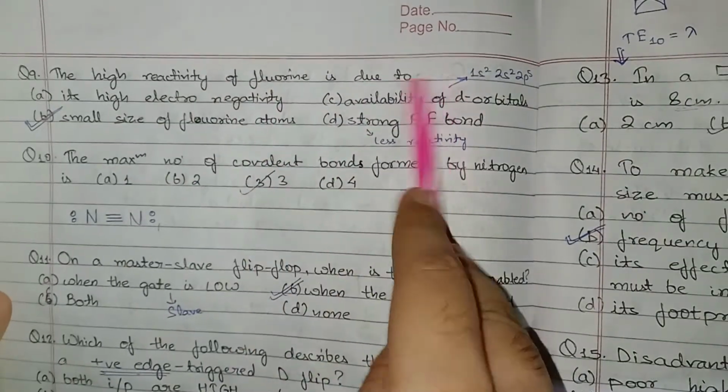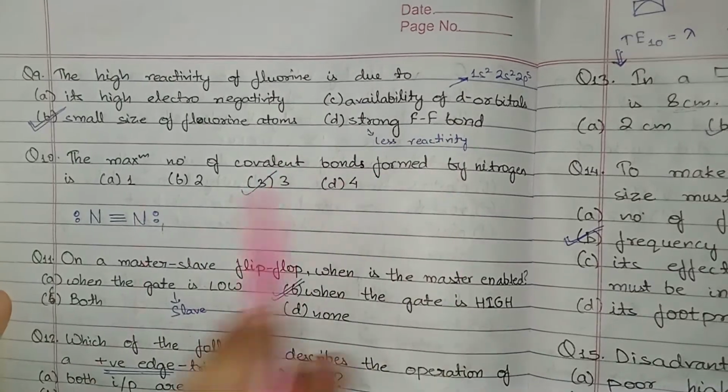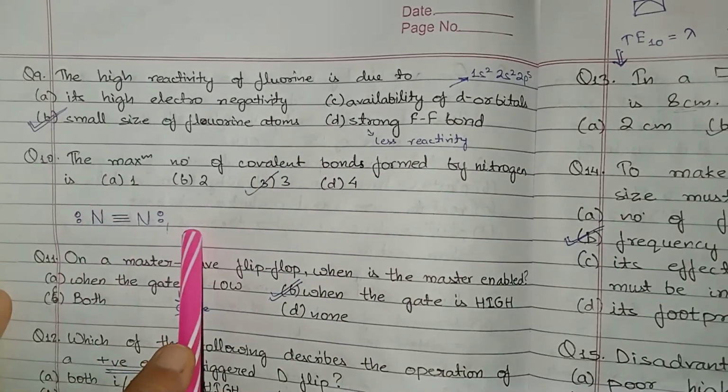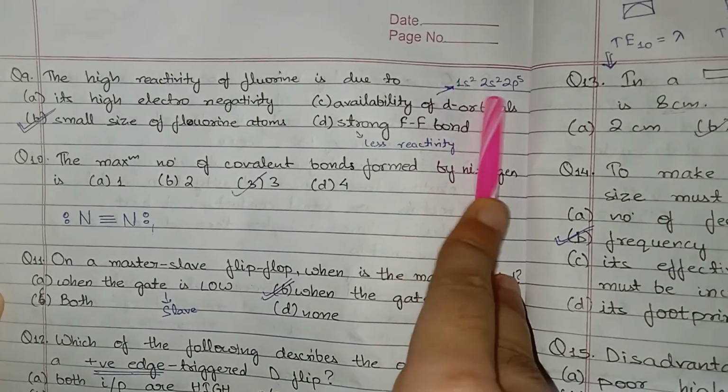Reactivity of fluorine is low due to small size. Maximum number of covalent bonds of nitrogen is 3. This is the structure which it can form. Electronic configuration of fluorine is this.